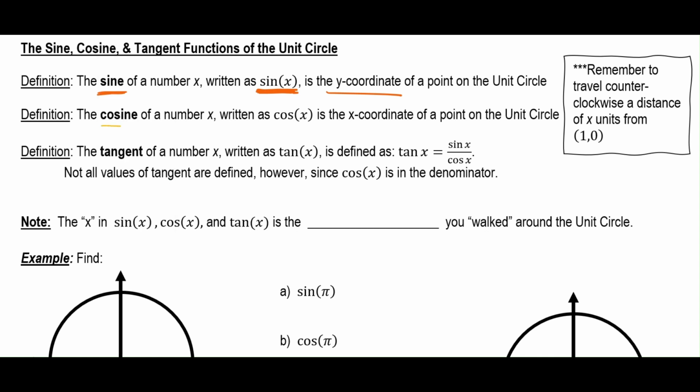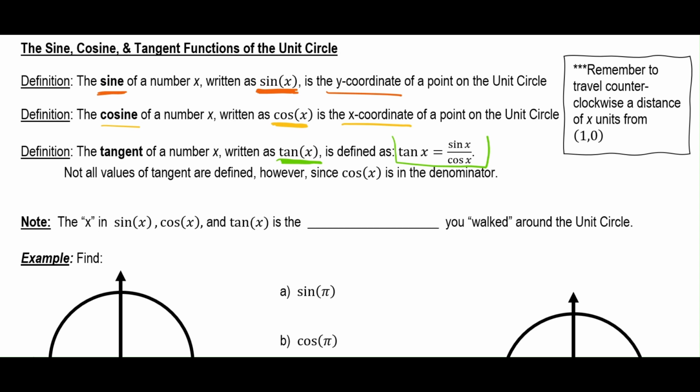And then we have cosine, and we always will write it as cos, but we'll always say cosine of x. That's going to be the x coordinate of your point. And then tangent, we'll always write tan, but we'll always say tangent. That's going to be the sine of x over cosine of x. So you might have to do a little bit more work with that.